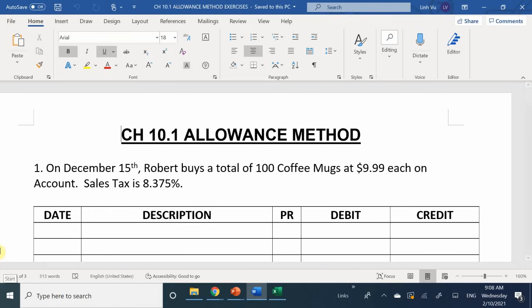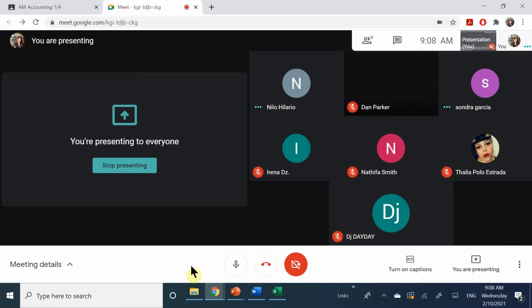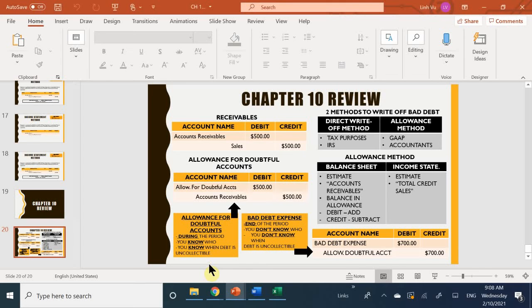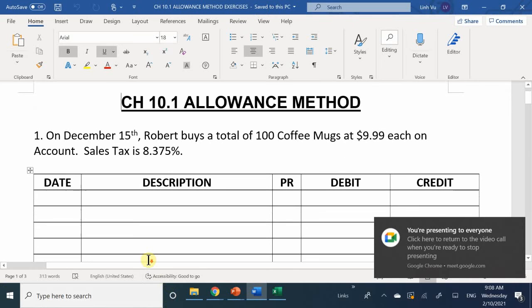All right. Any other questions in regards to chapter 10.1? All right, then. Okay, so let's go ahead and do the chapter 10.1 exercise. So here's the allowance method.